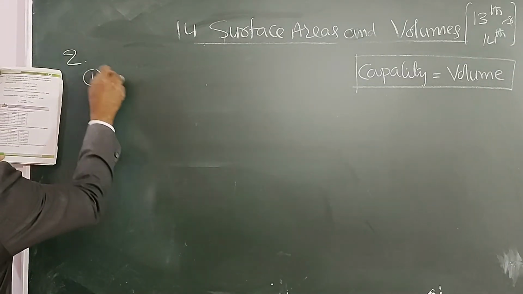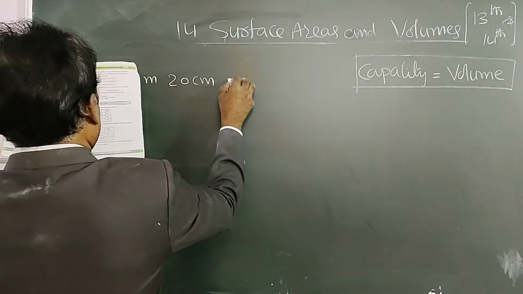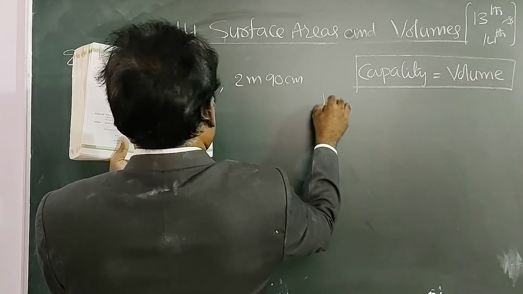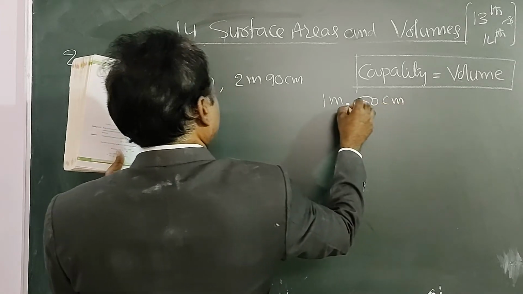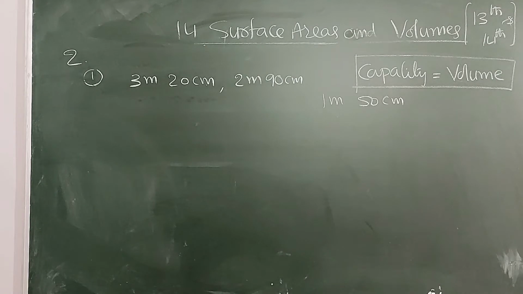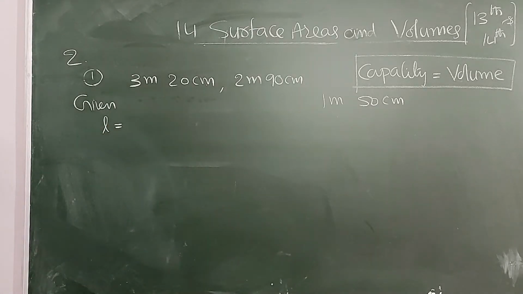Second question. First bit. 3 meters 20 centimeters, 2 meters 90 centimeters, 1 meter 50 centimeters. Read the question, students.